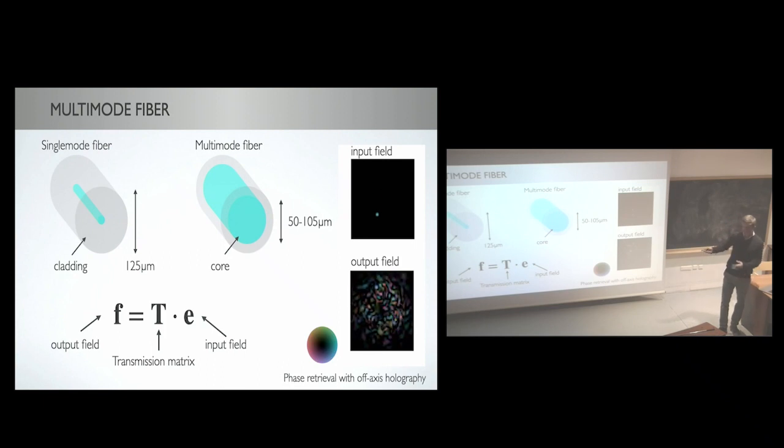I've shown you before the transmission matrix of the multimode fiber. This is just to illustrate how illuminating a spot on one side of the fiber results in a speckle field on the other side. But again, this is now my high-dimensional Jones matrix. You can relate the input and the output field in this linear fashion.